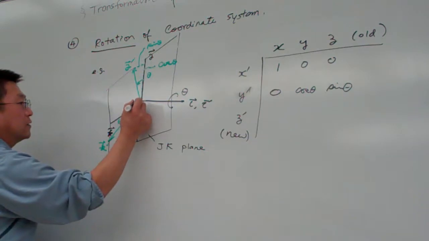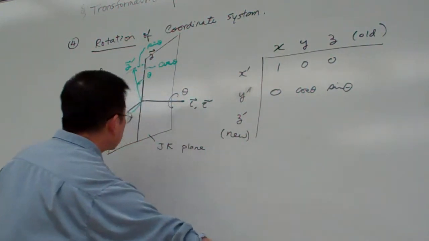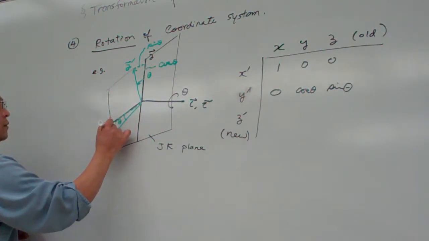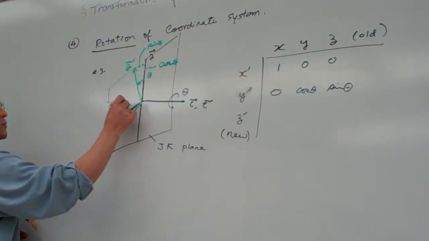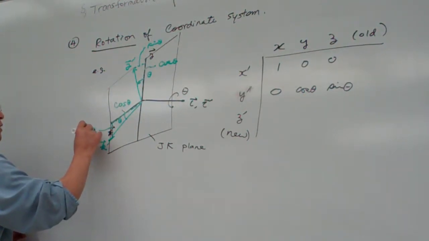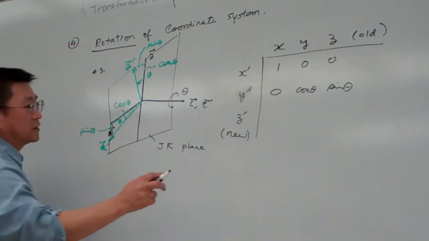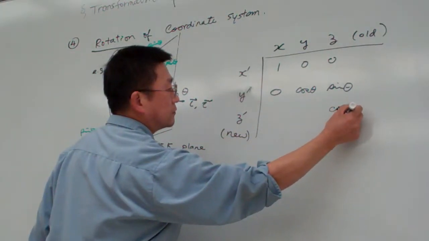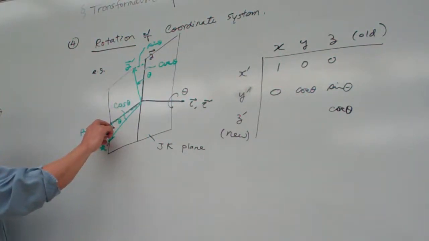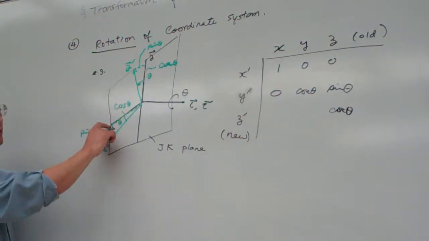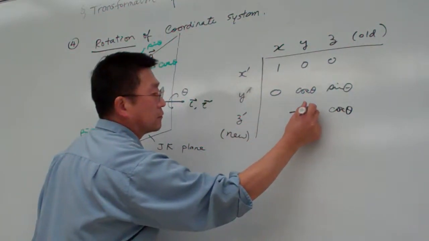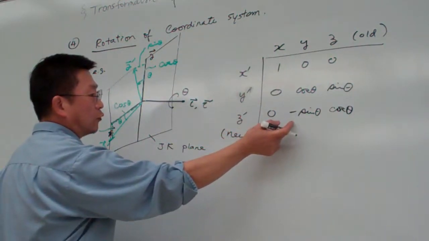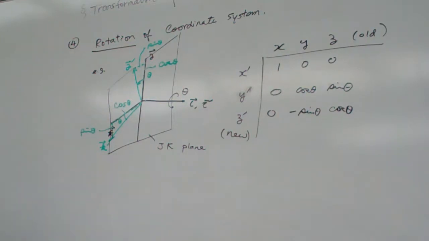Okay, and the same thing here. This amount is cosine theta, and this amount is sine theta. So we follow up on this one. This is cosine theta in the K direction, so cosine theta. And this amount is sine theta in the negative J direction, so negative sine. And this is 0. So here, this is the rotation matrix or transformation matrix for such a case.